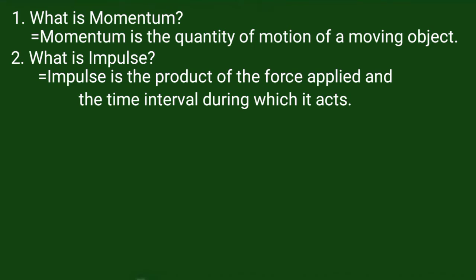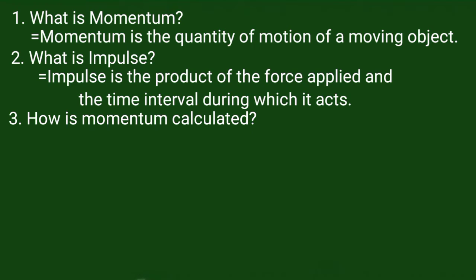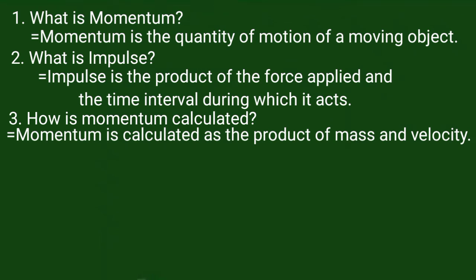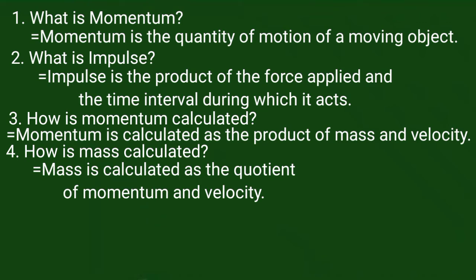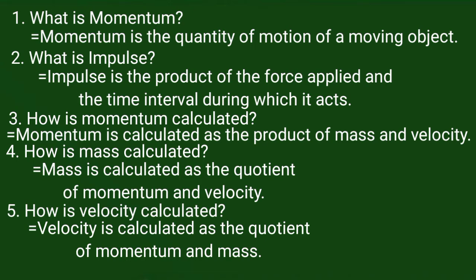Question number 3. How is momentum calculated? Momentum is calculated as the product of mass and velocity. Question number 4. How is mass calculated? Mass is calculated as the quotient of momentum and velocity. Question number 5. How is velocity calculated? Velocity is calculated as the quotient of momentum and mass.